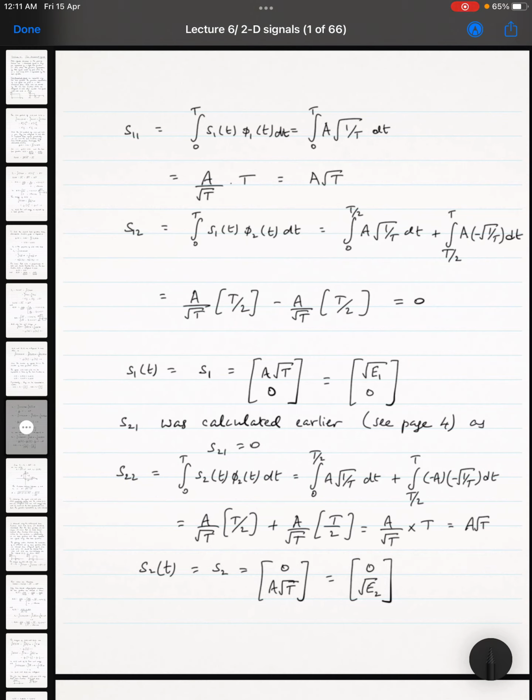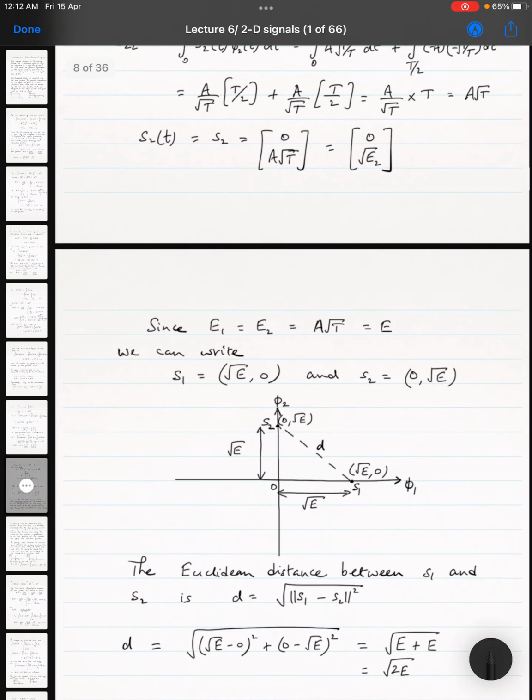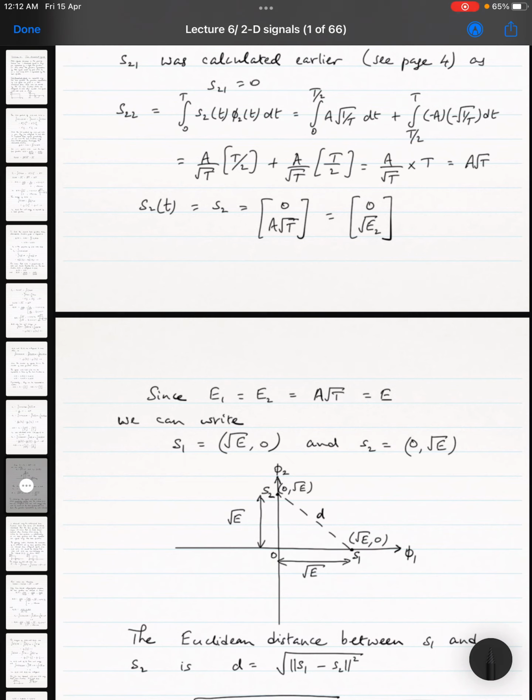So we have the vector representation of S2 of t as 0, root of its energy, or its norm. So we now have the vector representations of the two signals S1 of t and S2 of t. As both signals are of equal energy, E1 and E2, as we saw earlier, computed as A root 2, we can simply write that as E. The energy for both is the same, and we can now plot them in the geometric representation in the vector space.